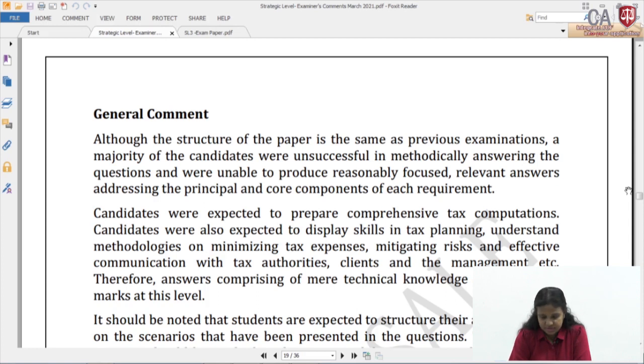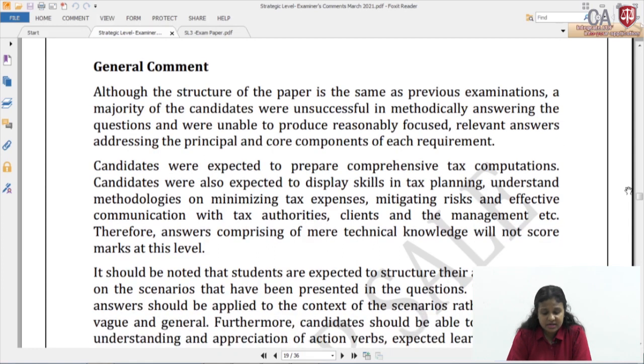Same as previous examinations, a majority of the candidates were unsuccessful in methodically answering the question and were unable to produce reasonably focused, relevant answers addressing the principles and core components of each requirement. Why? The first thing the examiner is telling is that you have not addressed the requirement. I am repeatedly telling the students, read the requirement, identify the action verb, analyze the requirement and write your answer. But still the issue is there.